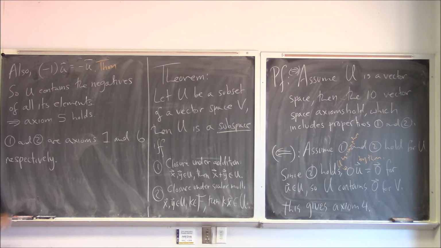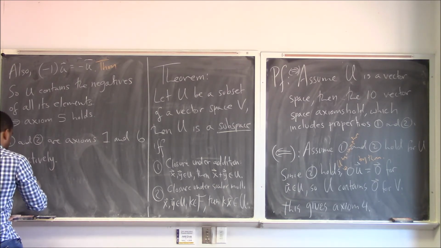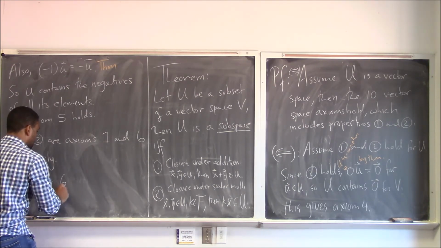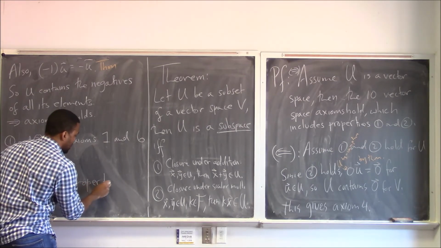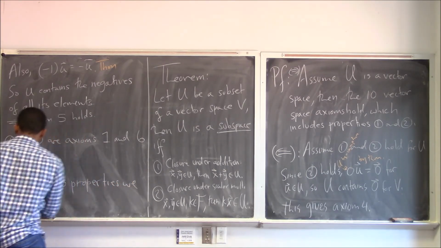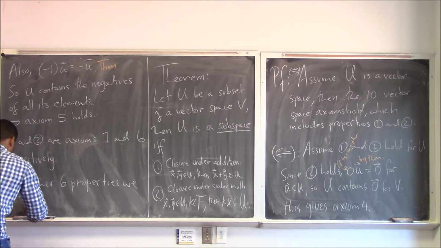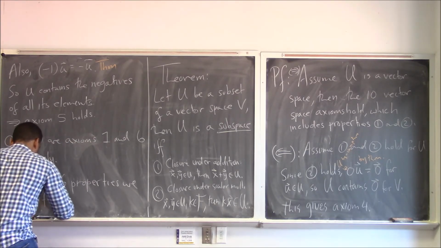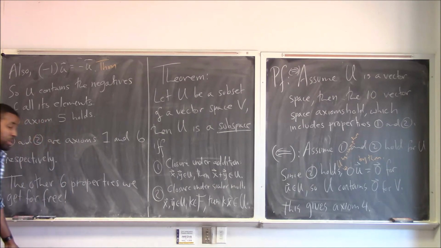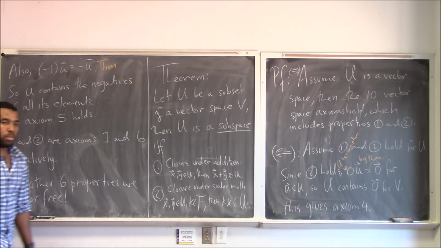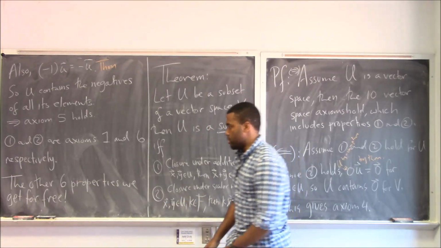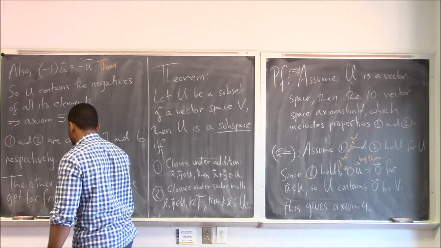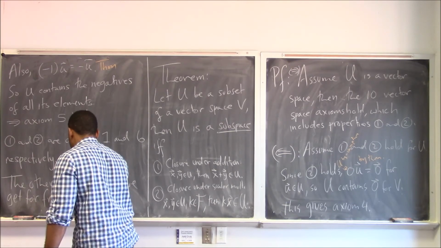And it turns out the other 6 properties you get for free, because every element of U is an element of V, so the behavior of elements of V by themselves, the U guys will obey them as well.